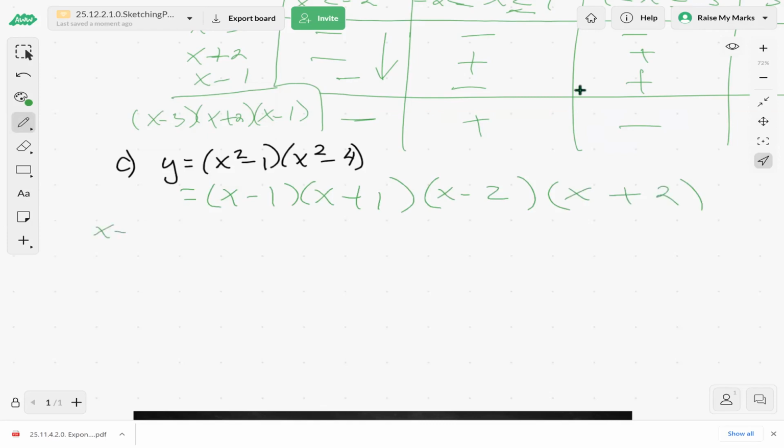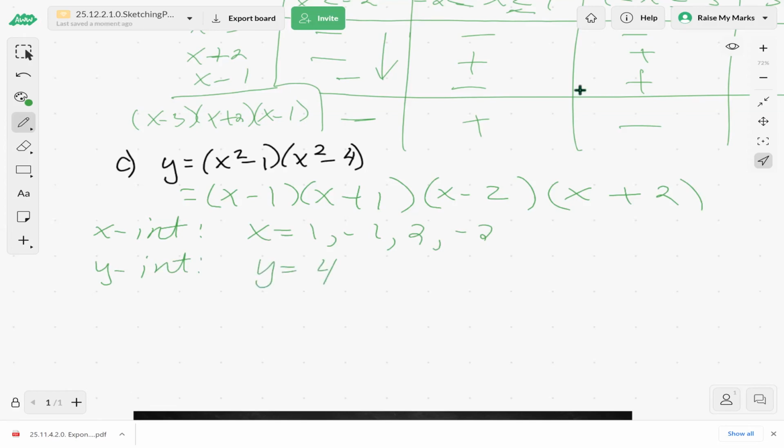Our x-intercepts are 1, negative 1, 2, and negative 2. Again, we're looking at each factor, setting them all equal to 0. Our y-intercept, we're going to let x equal 0 in our function, and we end up with y equals 4.